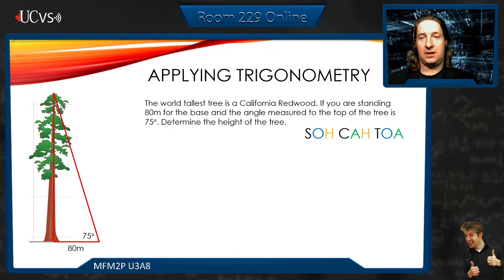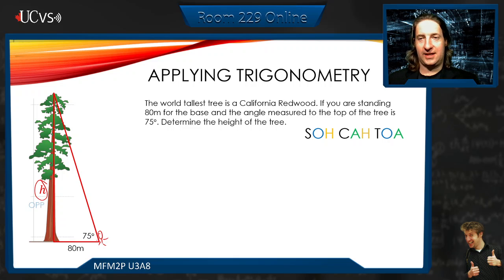I can then use something to calculate angles, and I can find that the angle from where I'm standing, if I'm standing here, is 75 degrees all the way to the top of the tree. How tall is the tree? I've made a right angle triangle by walking away 80 meters from the tree, and I want to find out its height. It's h here.